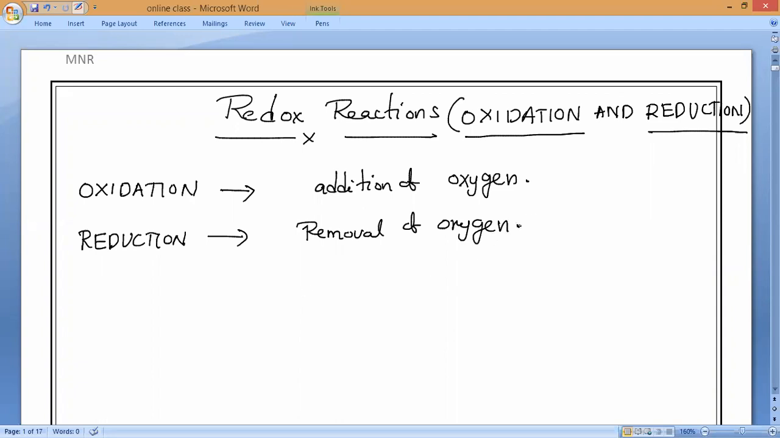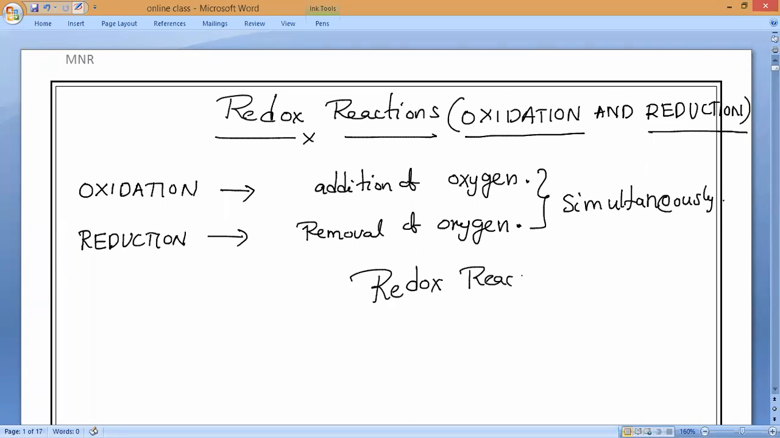Other definitions are also there that we will discuss; this is just for the normal level. Now, addition of oxygen is oxidation, and removal of oxygen is reduction. When these two processes take place simultaneously, at the same time in a single reaction, what do we call that reaction, guys? Redox reactions.